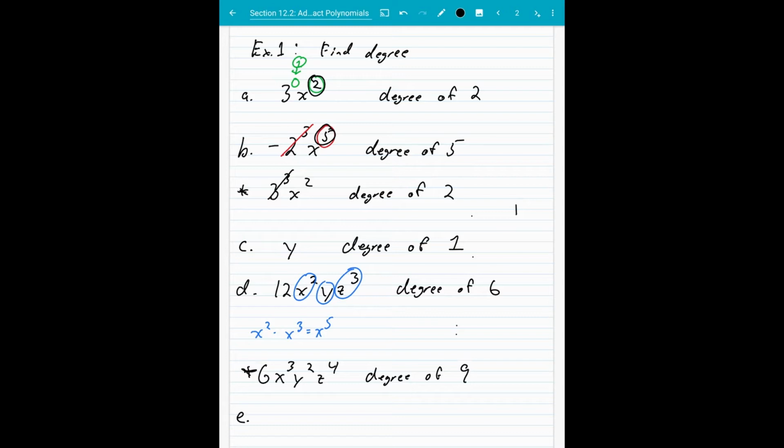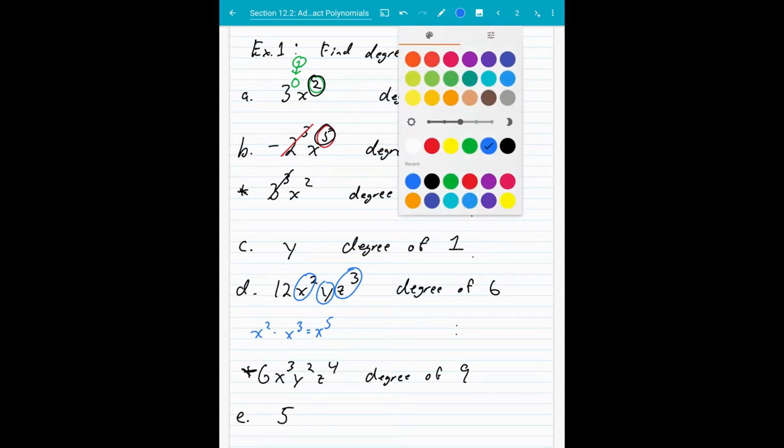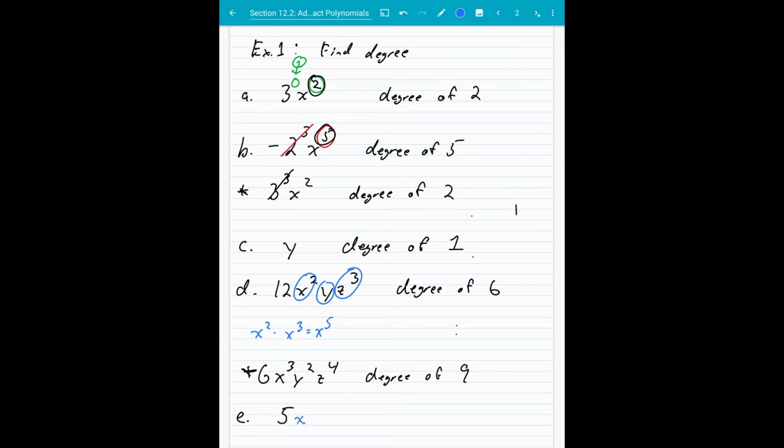If we look at E, this one just has the number 5. So remember, we don't care what the numbers are for the degree. However, we know that if I put a little variable right here, x to the 0 power, that would make 1, right? 5 times 1 ends up making 5, which makes that number right there. So the variable that's not written there has a degree of 0. So if there are no variables present, we would say it's a degree of 0.